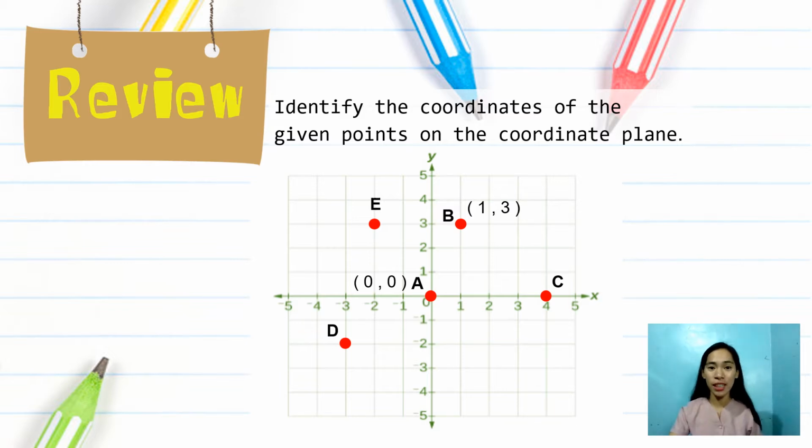How about point C? Point C lies on the x-axis. So its coordinate is 4, 0. How about point D? -3, -2. Correct. Point E, -2, 3. Now, let's proceed to our next activity.